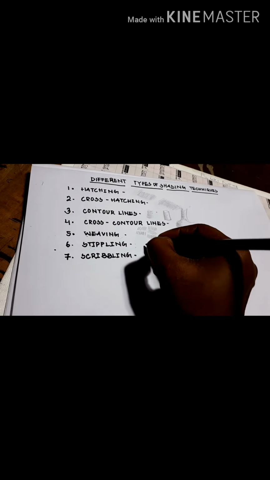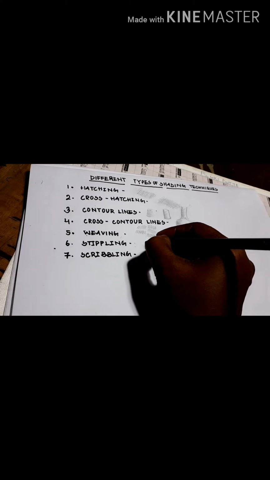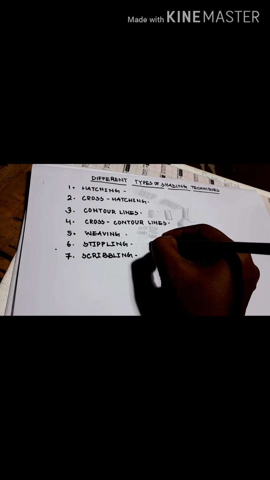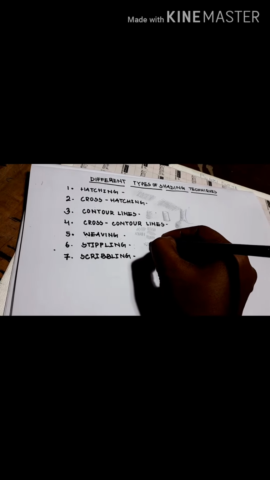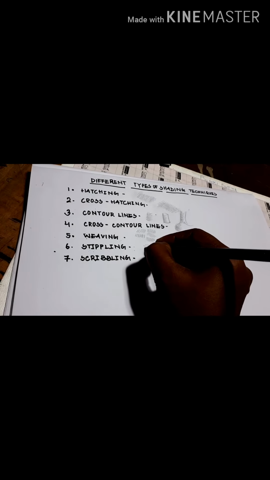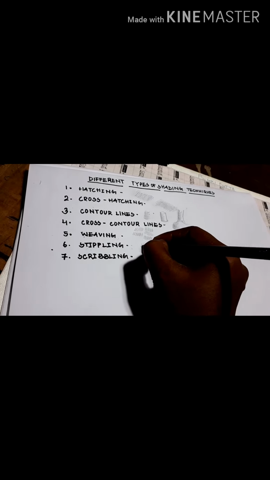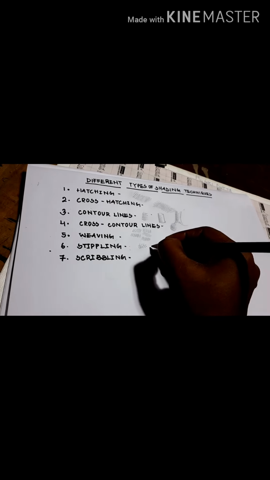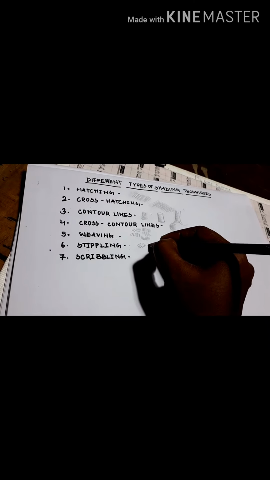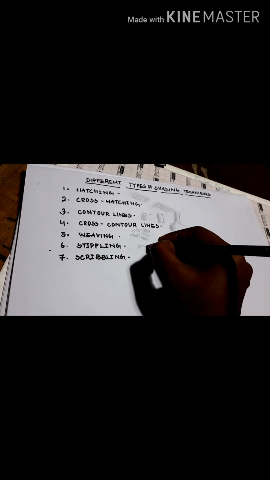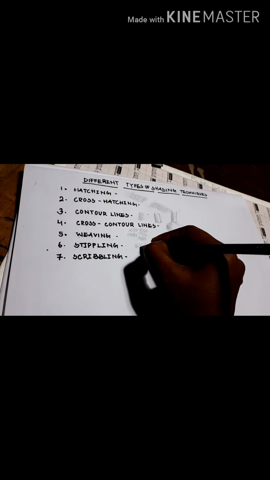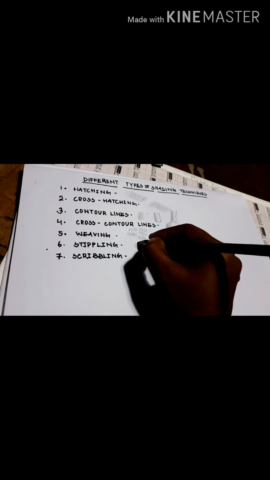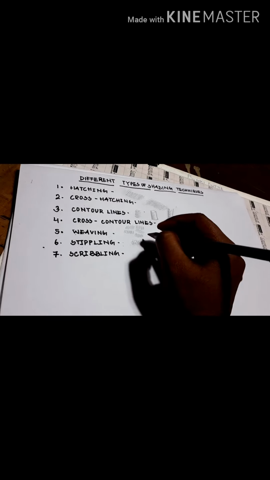And the sixth one is stippling. Here we just use dots to shade the objects. We can put more dots to make the object darker or fewer dots to make it lighter. Okay, this process is mostly used in the pen and ink technique.